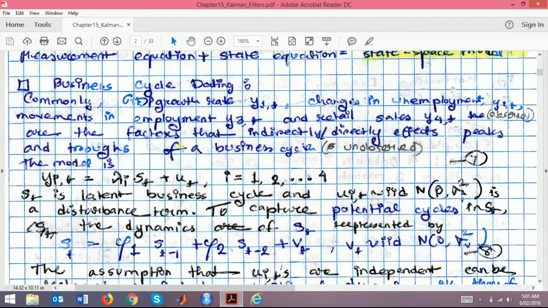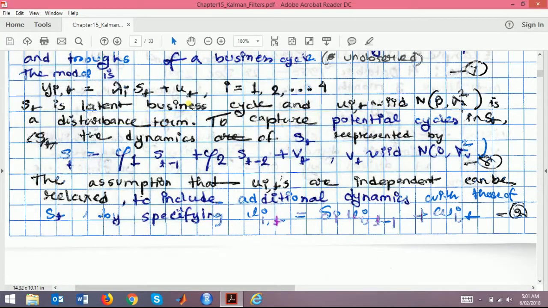Where these variables are observed variables. So the model is looking into the measurement equation: Y_it = lambda_i S_t + U_it. S_t is the latent business cycle, and U_it is the residual, a disturbance term. To capture potential cycles in the latent factor, the dynamics of S_t are represented by the state equation, S_t = phi_1 S_{t-1} + phi_2 S_{t-2} + V_t, which is an AR(2) model. V_t is a disturbance term with zero mean and sigma squared variance.